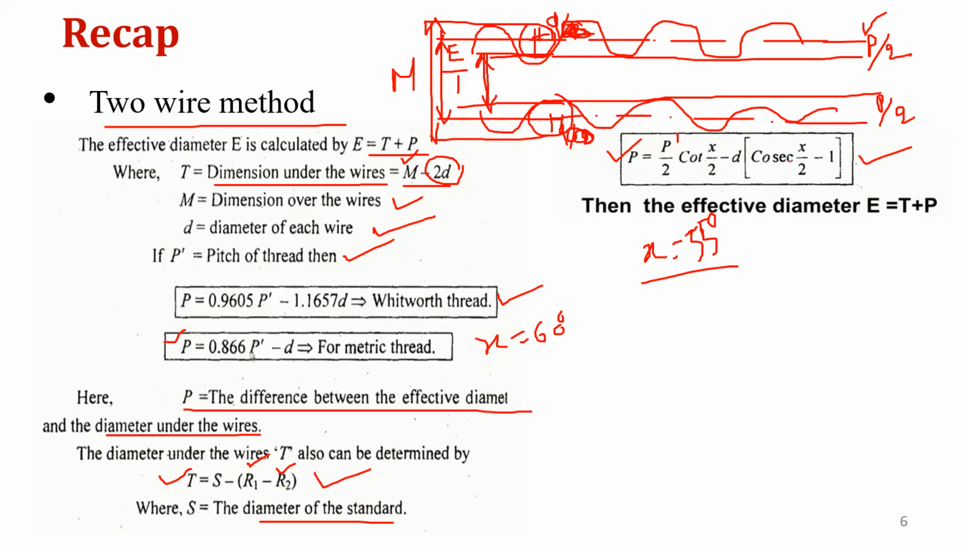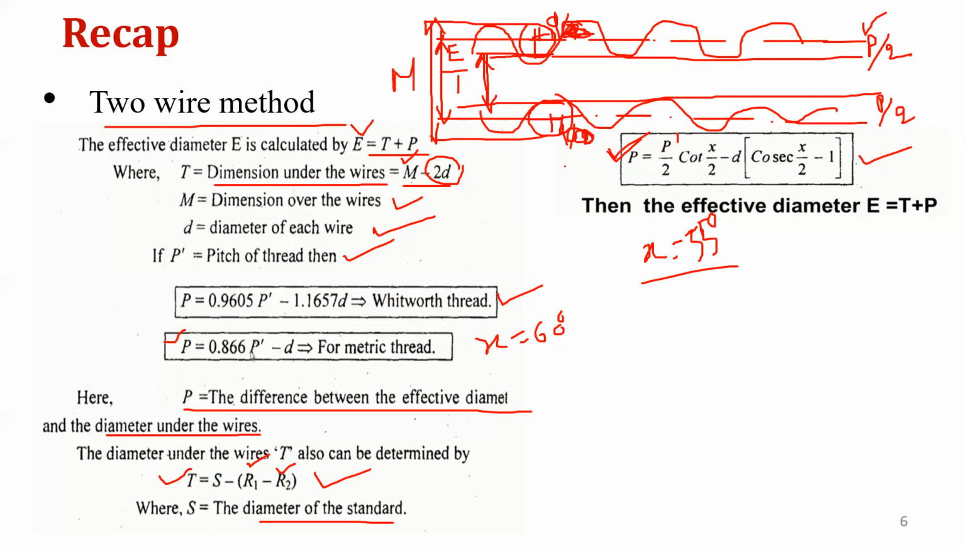And the P value we can calculate using either this formula or by using these P formulas. Upon substitution of P and T, you can calculate what is the effective diameter in the 2-wire method.